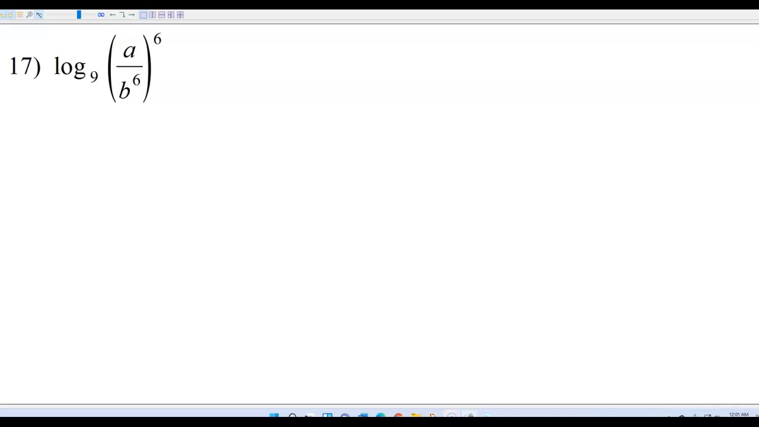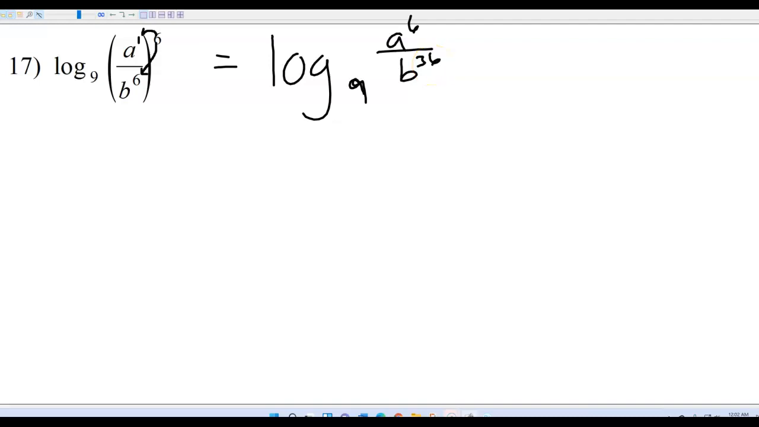All right, now what makes this one different from the last one is that there is a power outside of this fraction. Now there's different ways to handle this problem, but the one that I think is the easiest is to go ahead and multiply this power in to the top and the bottom powers. I think that's going to be, for me, the most straightforward way to go about doing it. So here now we end up with a to the 6th over b to the 36th power.